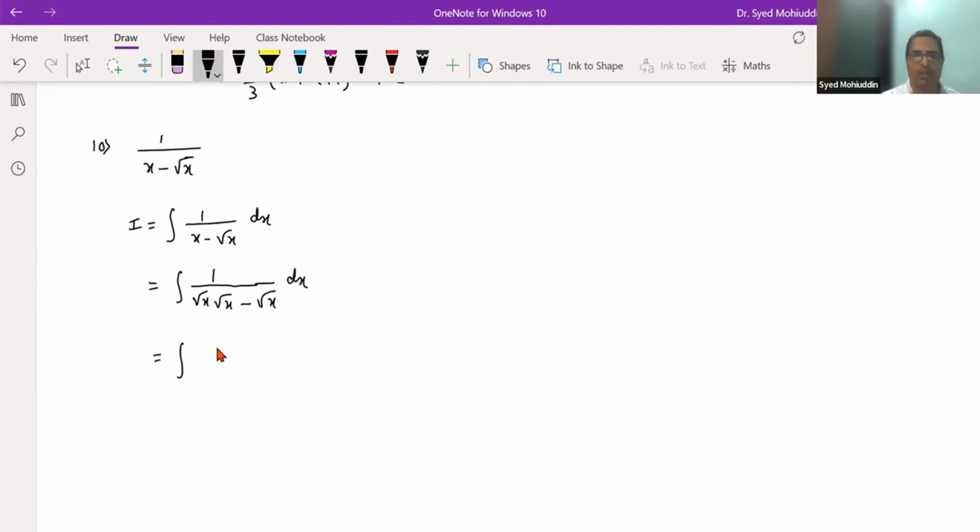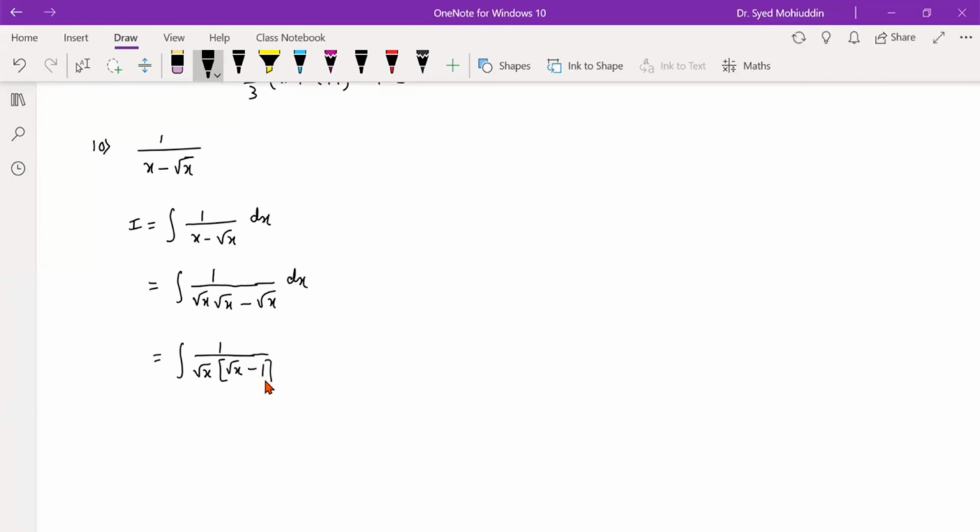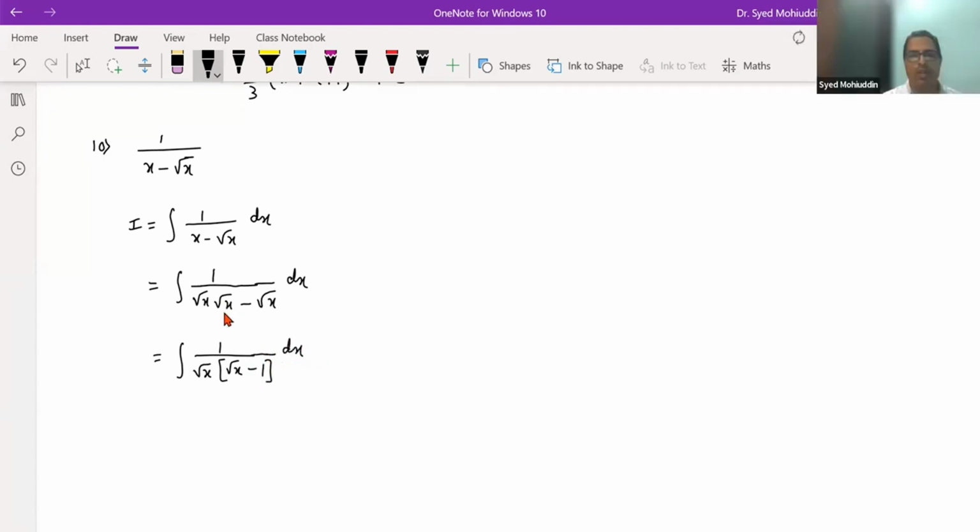It is the integral of 1 by root of x is common. So if root x is common, you'll be left out with root of x minus, because root x is already common there, you'll be left out with 1, times dx. Are you getting this step? Any doubt in this step?